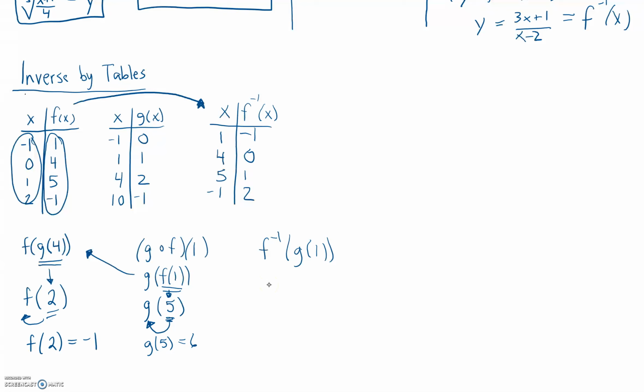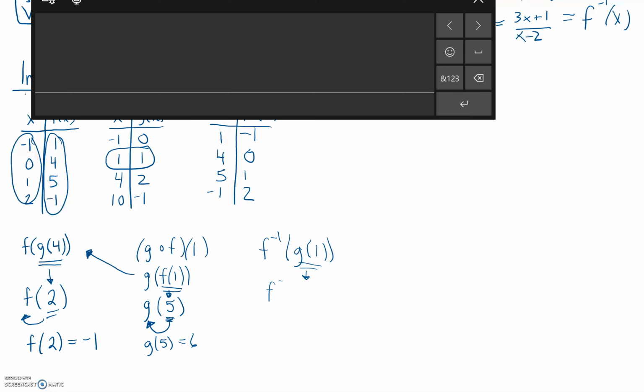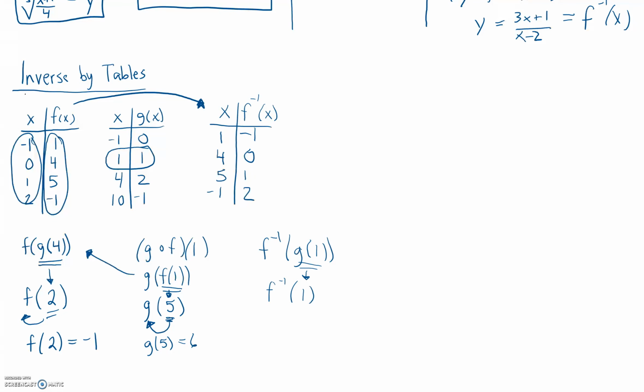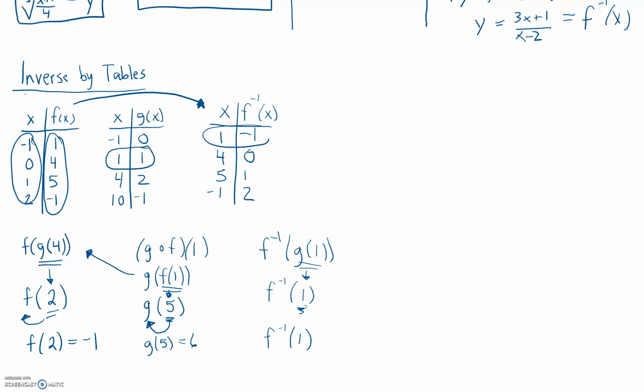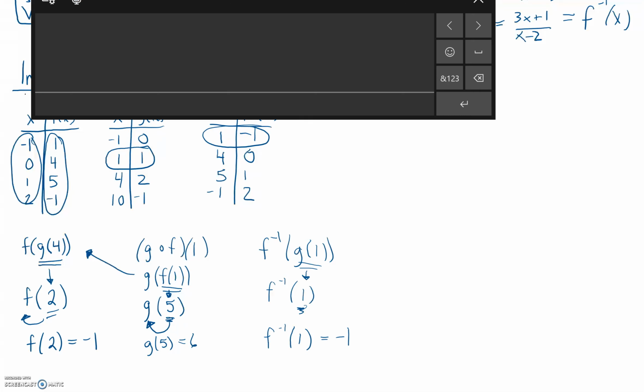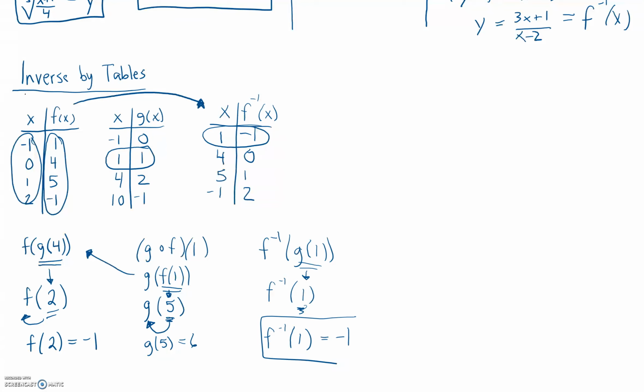So let's look at a problem. This one says the inverse of f of g of 1. Let's see what the output is for g of 1. We input 1, and the output is 1. So g of 1 is equal to 1. That's going to be the input for the inverse function now. That's how we read that. If this is the input, what's going to be the output? So f inverse of 1, and we'll look at the table: negative 1. So just by reading the table, we can see what the output will be.